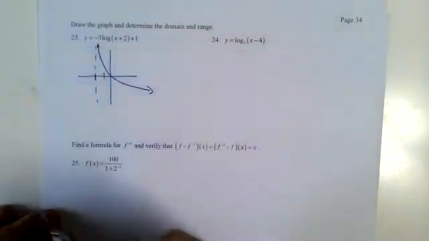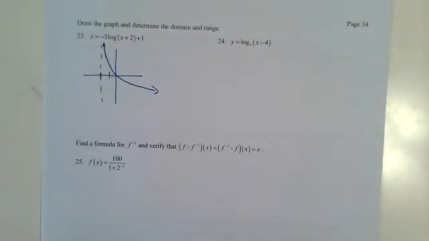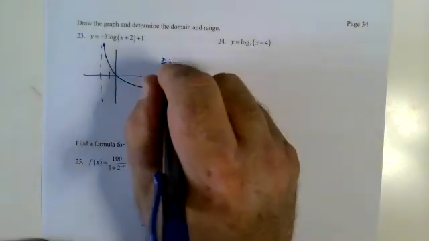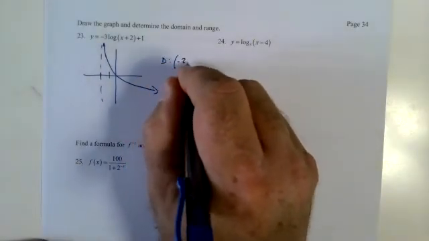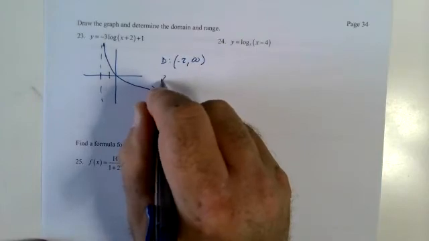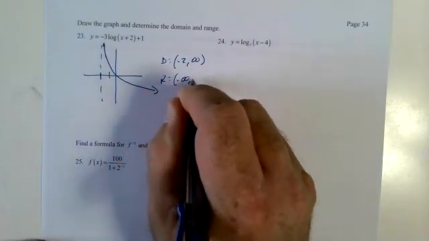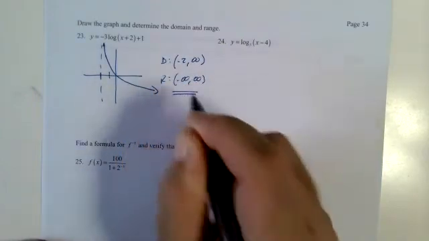It does not necessarily go through the origin. All right. But your domain doesn't hit -2, it goes all the way to infinity. And your range is -infinity to infinity.